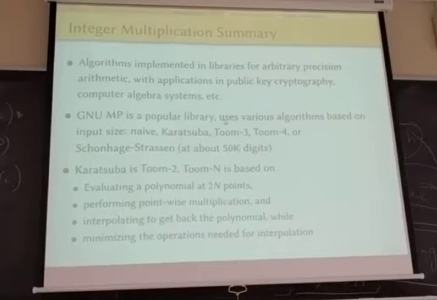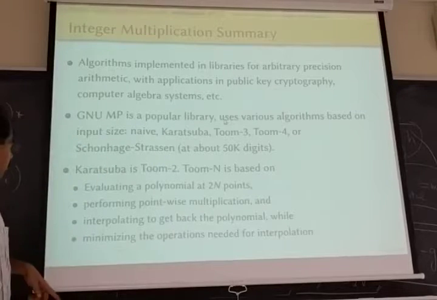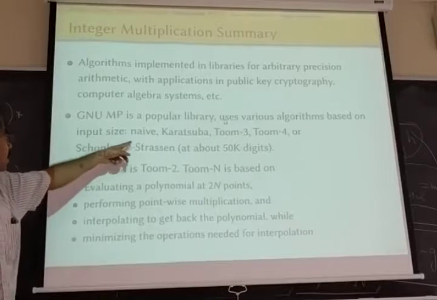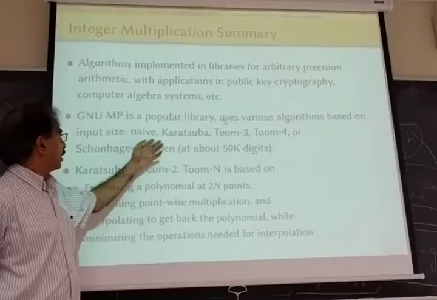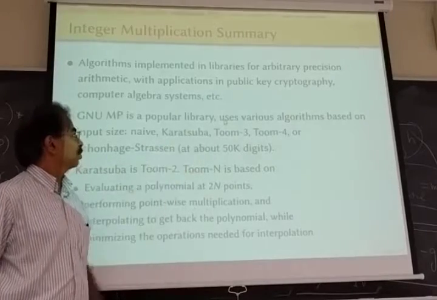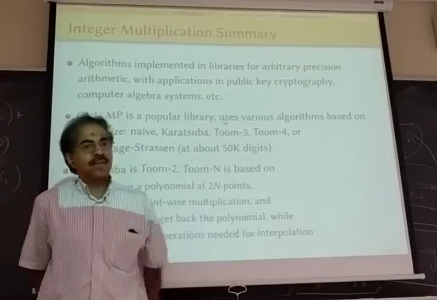So if you look at some libraries for arbitrary precision arithmetic, they will end up using a combination of various algorithms that we talked about. So GNU-MP is a popular library for doing these things. So it starts by using naive multiplication for a small number of bits, in the range of hundreds of bits, and then it goes to Karatsuba, and then Toom-3, Toom-4, and then finally to Schönhage-Strassen at 50,000 digits.